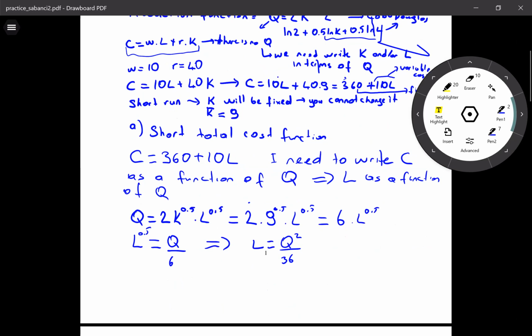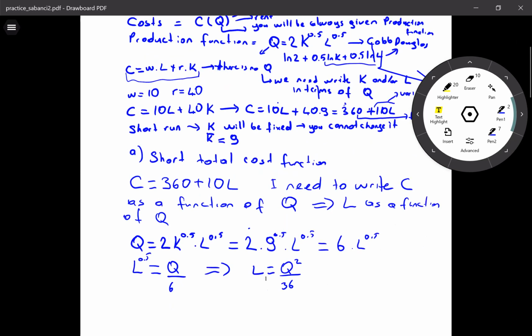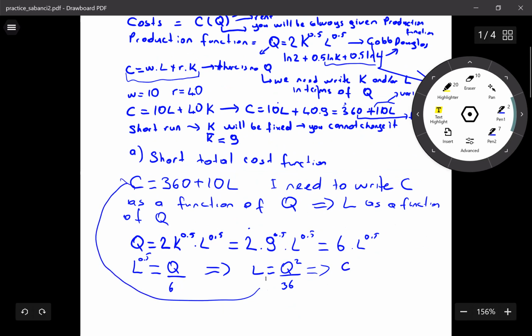Given this L level, I can plug it into the cost function. C is equal to 360 plus 10 times Q squared divided by 36. This part will be my fixed cost, and this part will be my variable cost.